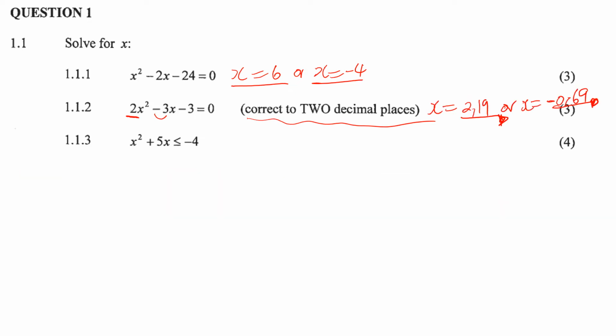1.1.3, we are given x squared plus 5x is less than or equal to minus 4. They want us to solve for x, right? So this is an inequality because we have an inequality sign there.